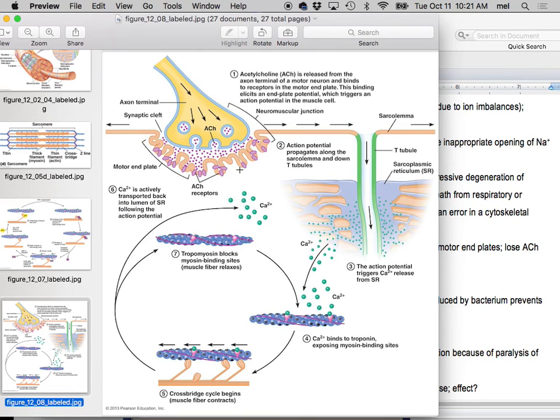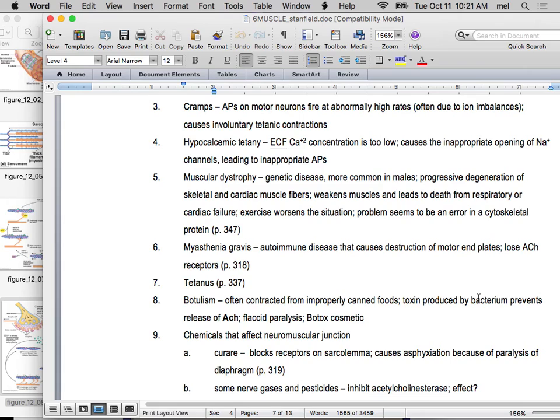So the hormones cause ion disturbances, and the hormones also directly cause muscle contraction in the smooth muscle. Okay, so hypocalcemic tetany. Now we talked about hypocalcemia before, but now I want to put it into the context of muscles. Remember when we talked about hypocalcemia, we said that calcium was the latch on your sodium channels, and if you lose the latch, then your sodium channels open inappropriately.